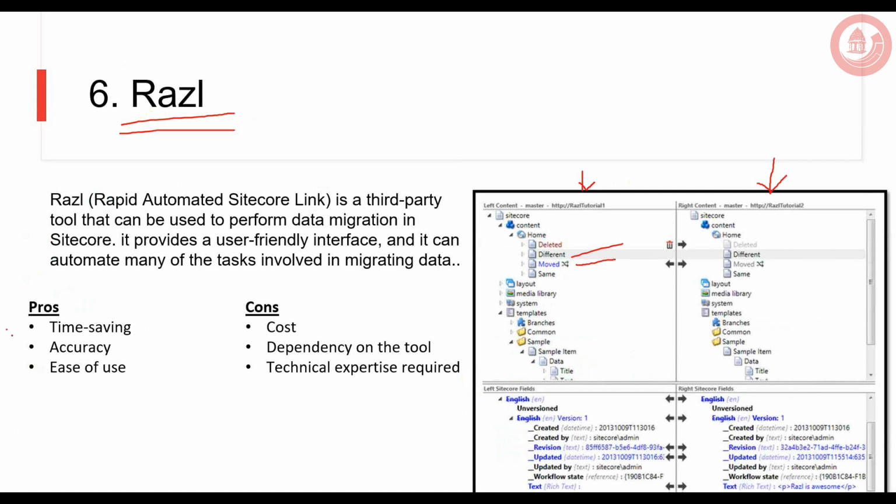Now the pros here is that it's very time-saving, because as you are using the tool, you don't need to do the manual migration. You just need to choose your options here. You select what items you want, and this tool will do everything for you. And the accuracy here is very good, as Razor ensures that data is migrated accurately and without error, which helps to maintain data integrity and avoid the issues that can occur during the manual process.